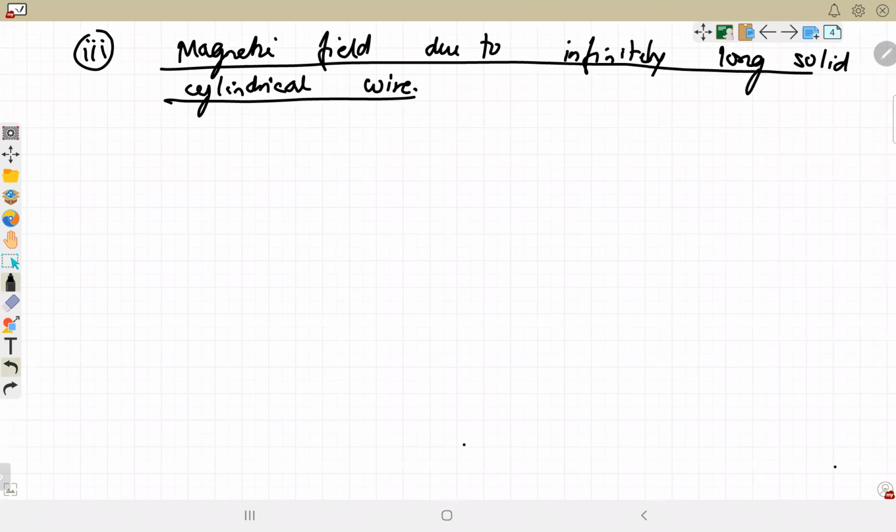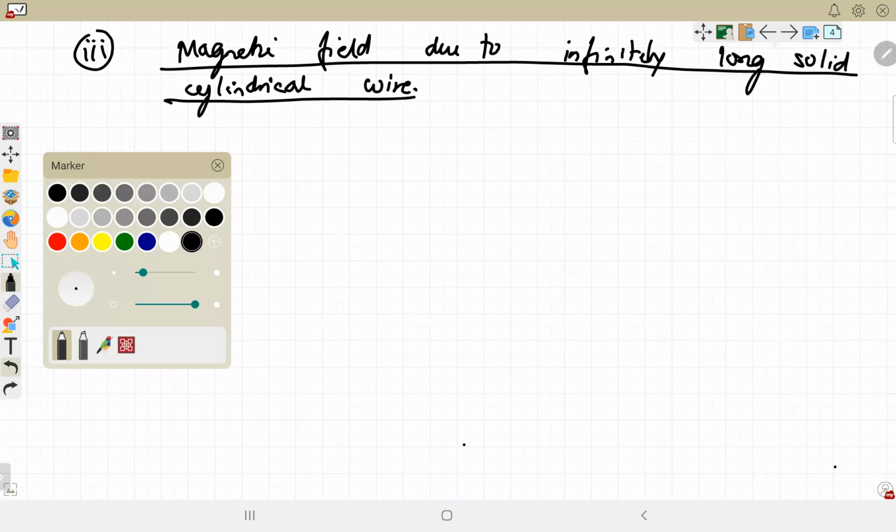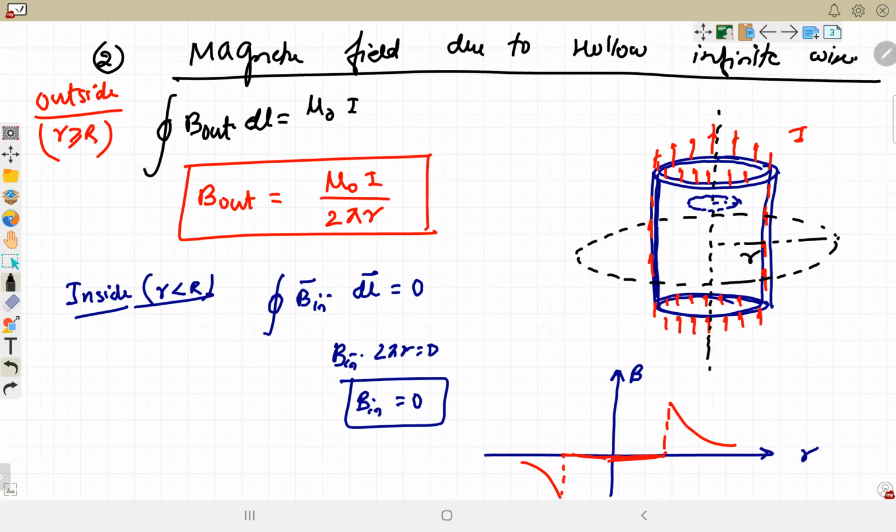Can you move back to the previous page? Done.